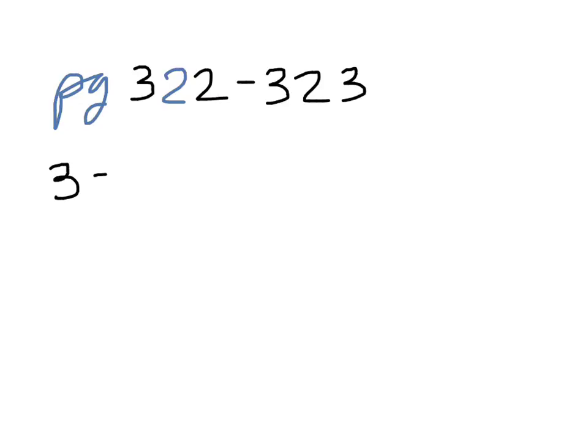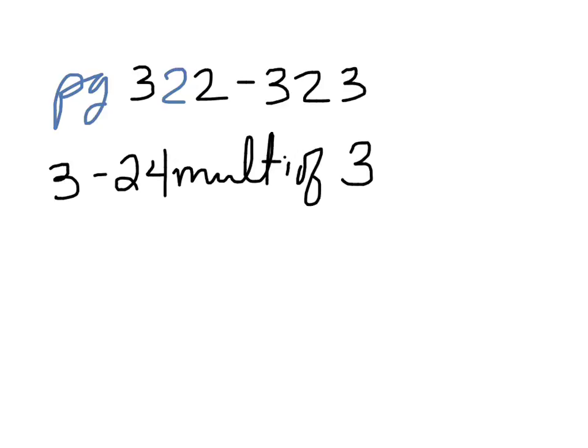So on page 322 to 323, we're doing 3 to 24 multiples of 3. So do you know what that means? Good. And 35 to 37.